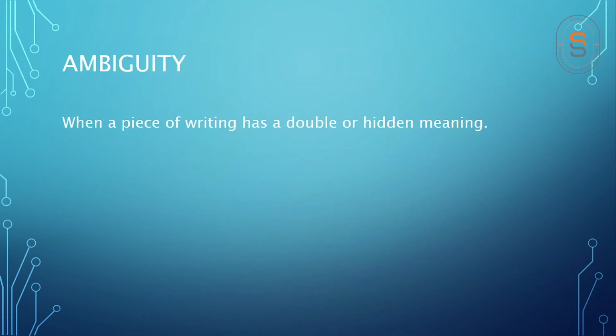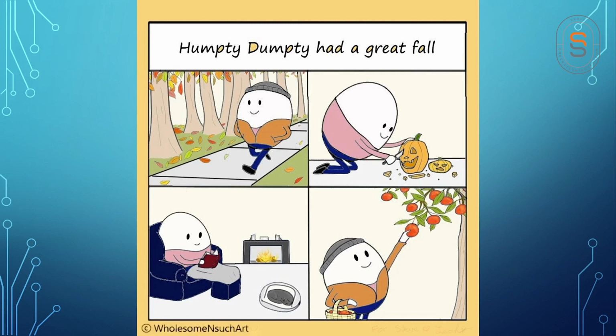Then we move on to ambiguity. It's when a piece of writing or a word has a double or a hidden meaning. So Humpty Dumpty had a great fall. We all know the nursery rhyme, Humpty Dumpty sat on the wall, Humpty Dumpty had a great fall, meaning he fell off the wall and he broke in pieces. But now the ambiguity is there: had a great fall, because fall can be a season as well.